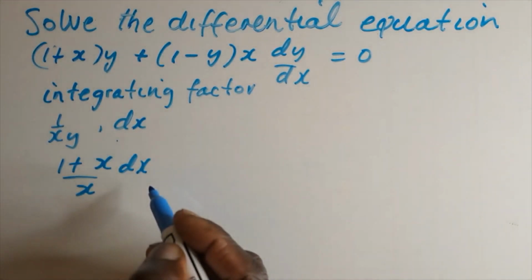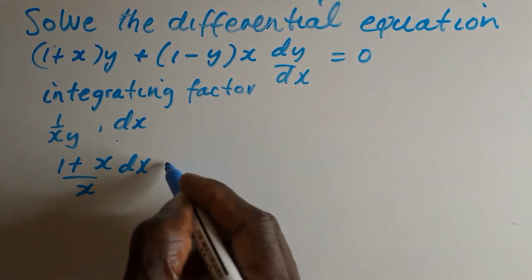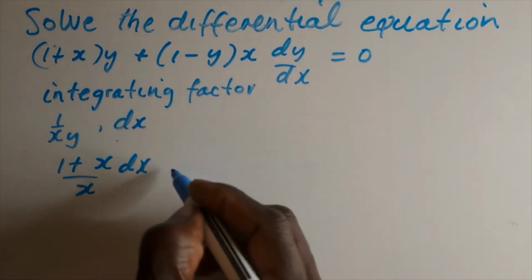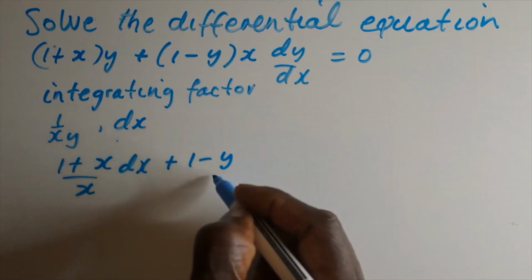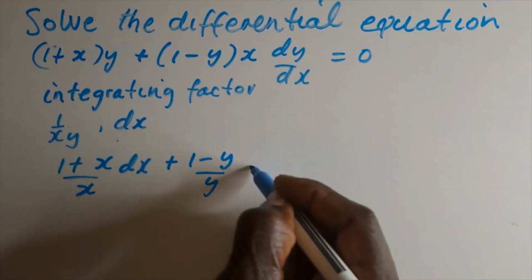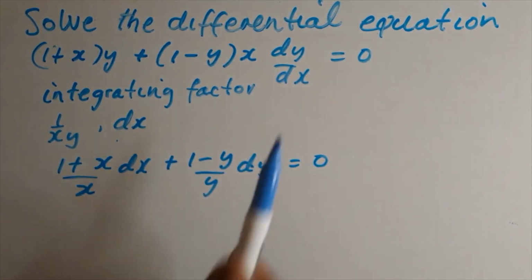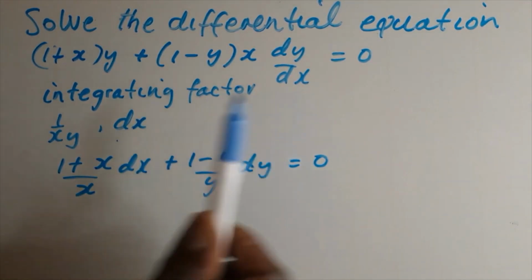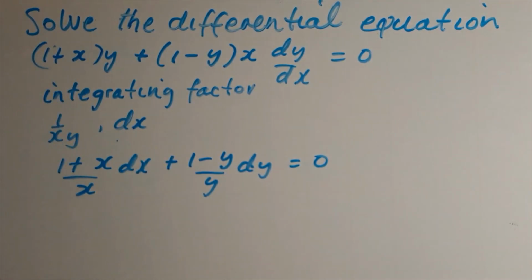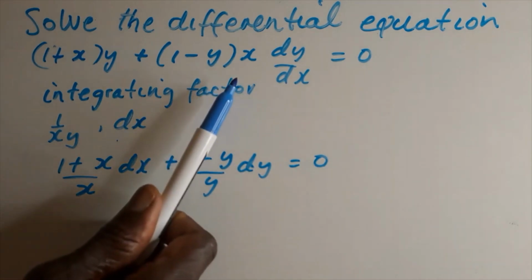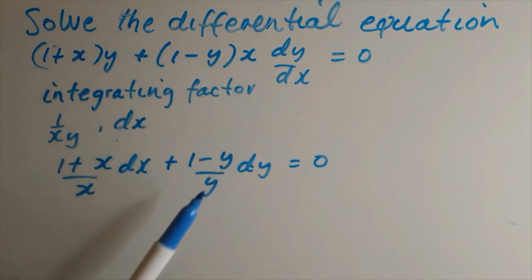This will give us (1 - y)/y dy equal to 0. So here the dx cancels when we multiply by dx. In this case it stays, but it cancels the y, we're left with x. Here we cancel the y and we're left with the x, and we're left with y.